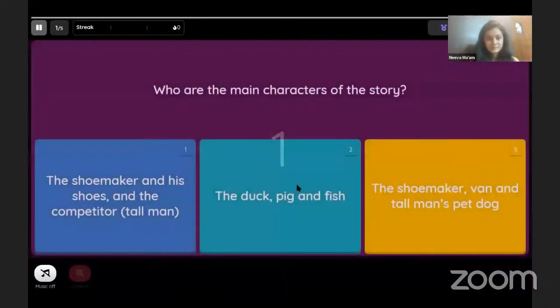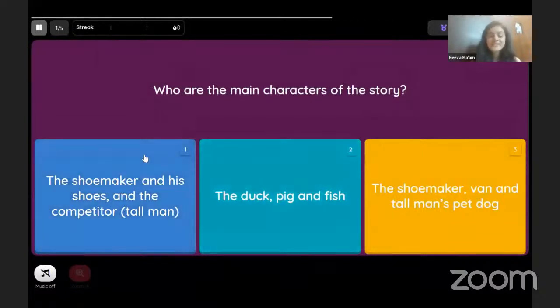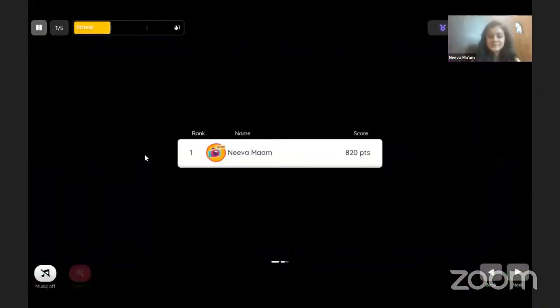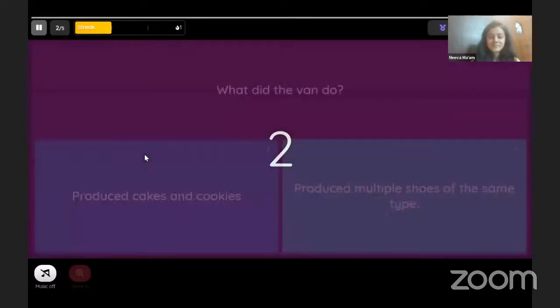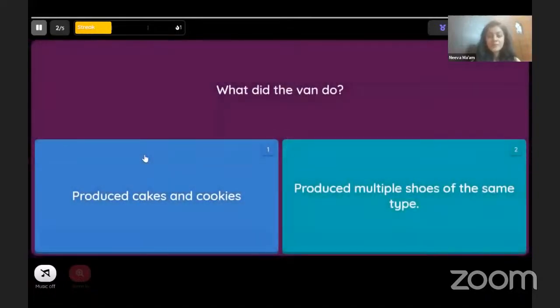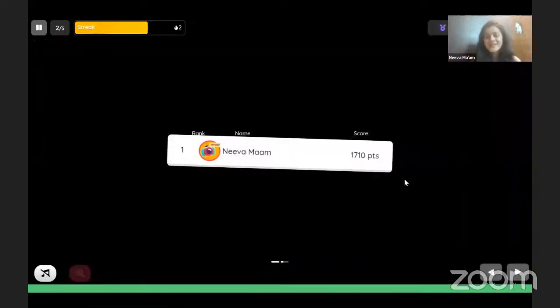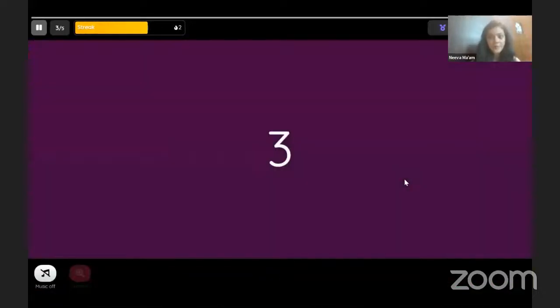Who are the main characters of the story? The shoemaker and his shoes and the competitor tall man; the duck, pig, and fish; the shoemaker, van, and tall man's pet dog. The correct answer is the first one. What did the van do? Produce cookies and cakes, or produce multiple shoes of the same type. Produced multiple shoes, yes. Very good. If you know the answer, put it in the chat box, okay?